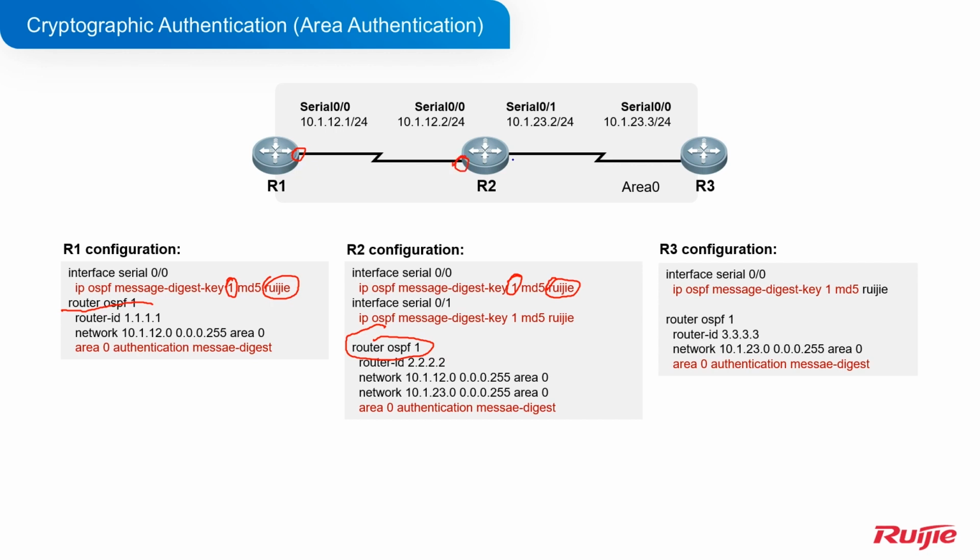After we set the password information for serial 0, we also have to set the password information on serial 1. So here we can see for interface serial 1 we use ip ospf message-digest-key 1 md5 Ruijie. For the neighbor relationship between R2 and R3 to build successfully, we have to enable the password on R3 and set it to be the same as R2. So we use ip ospf message-digest-key 1 md5 Ruijie. Okay, so this is the area authentication.